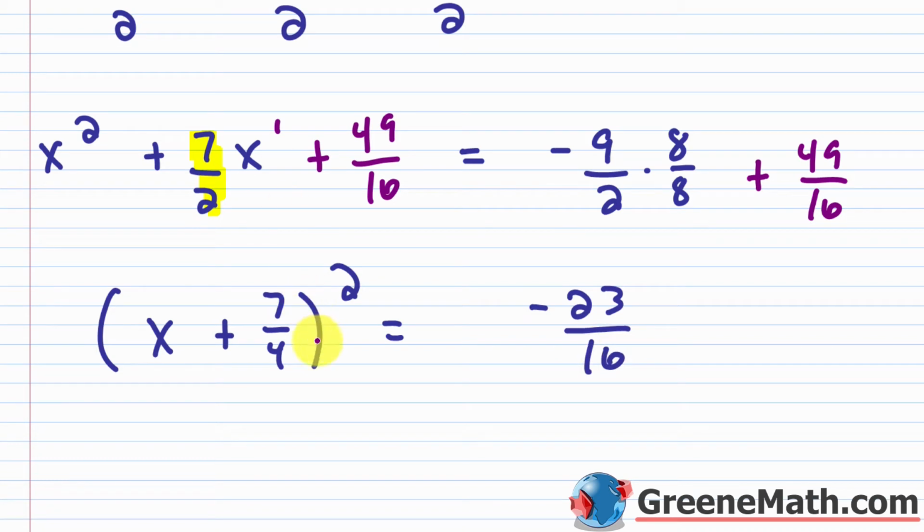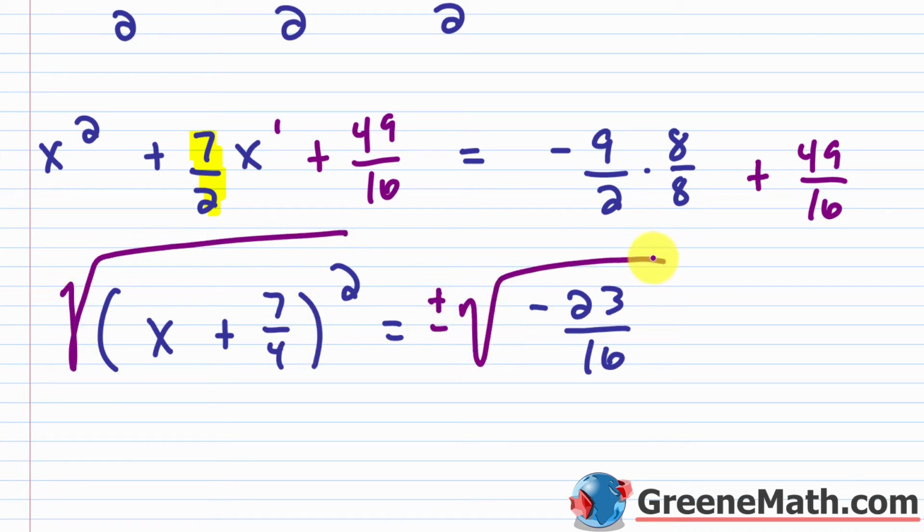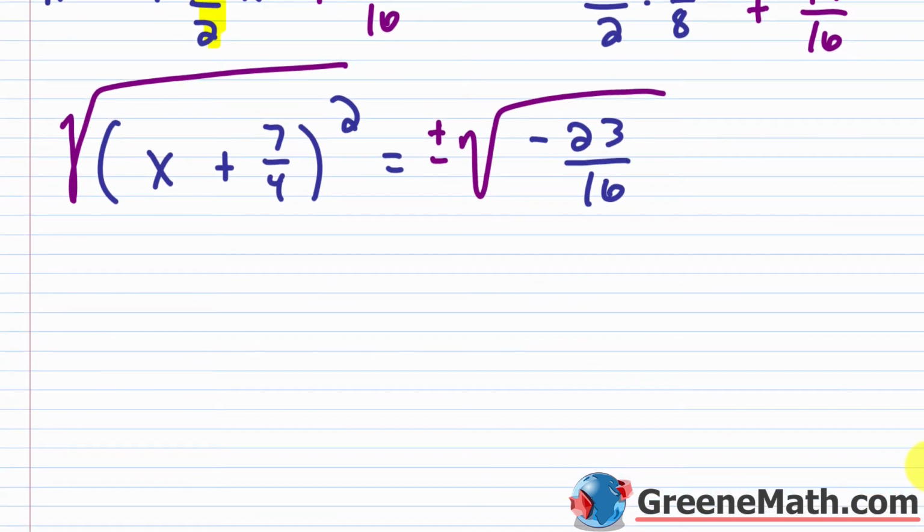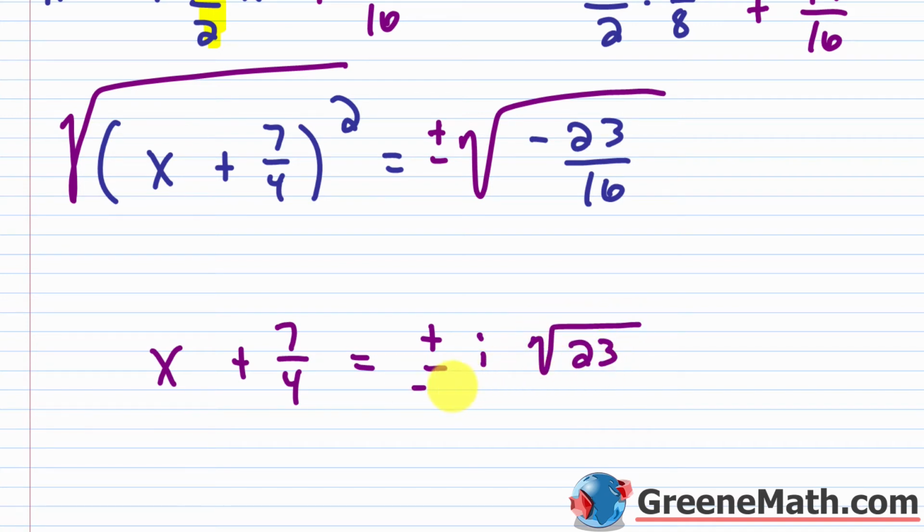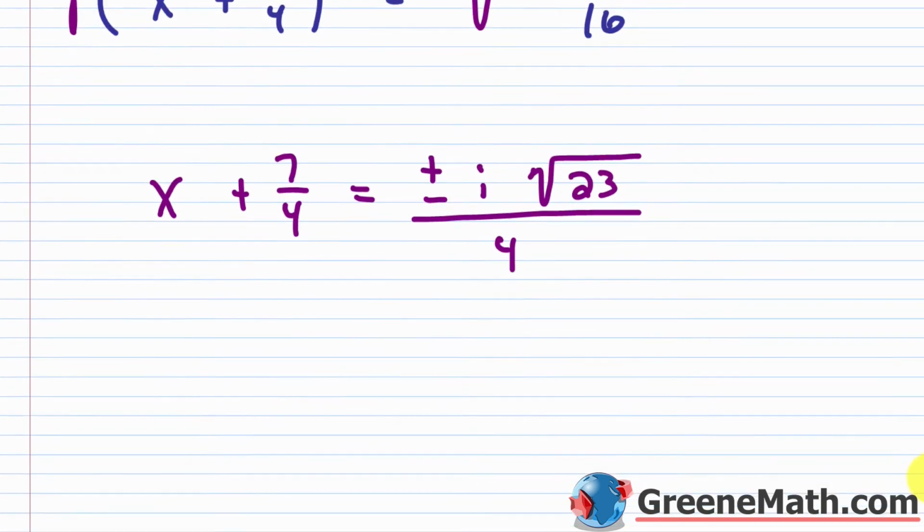So I can solve this with my square root property. So square root of this side plus or minus square root of this side. Kind of scroll down here. So here I'm going to have x plus 7 fourths is equal to plus or minus, pull this negative out and just say this is i. Then times, I'm going to do the square root of 23, and this is over, square root of 16 would be 4. Okay. Now you can't do a whole lot to simplify this.